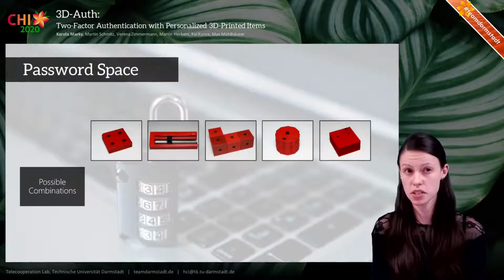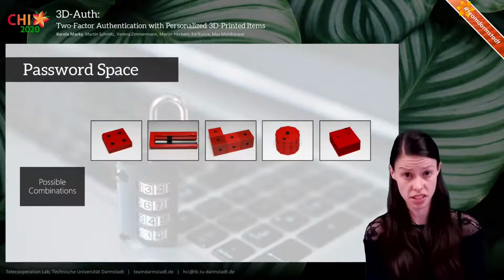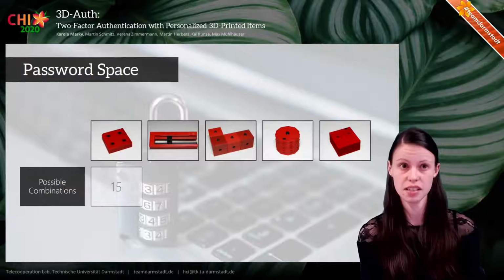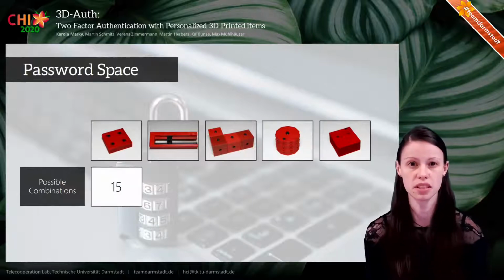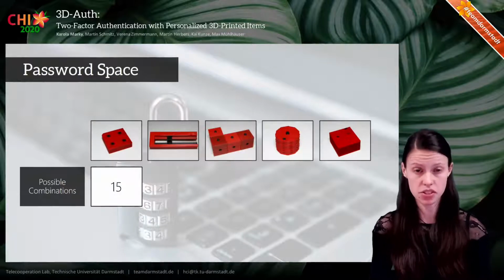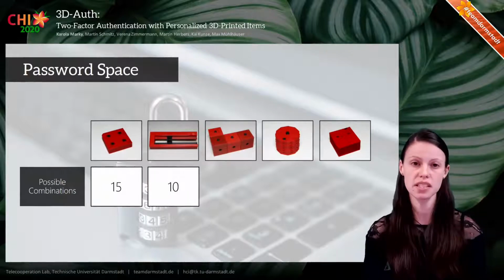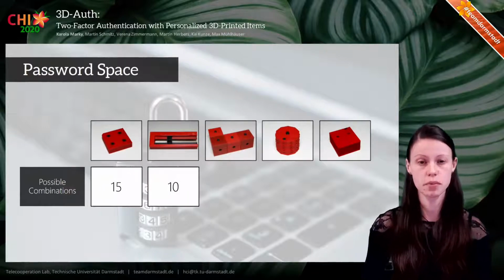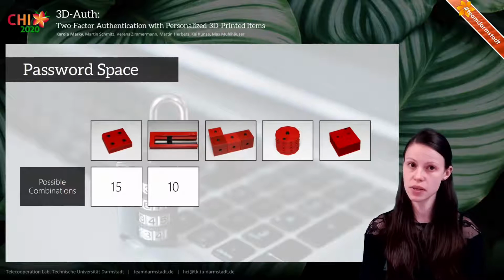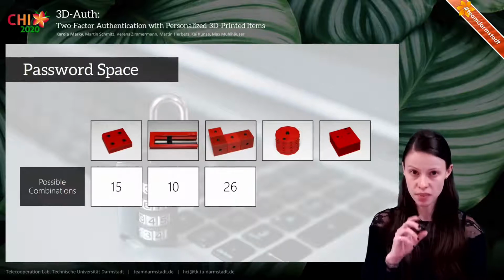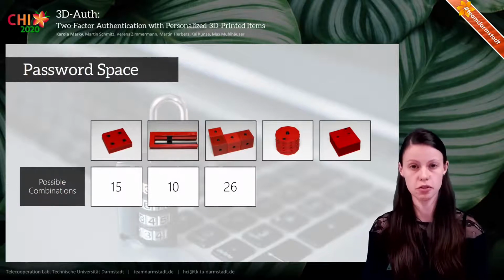So how many possible combinations does the touch item have? The touch item has these 4 dots and they can be touched in 15 different possibilities. The slider has 10 positions to slide, thus the password space is also 10. The building blocks can be put together in 26 different positions, also considering the rotation of the item.